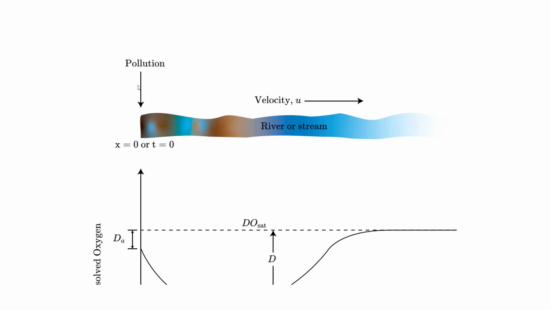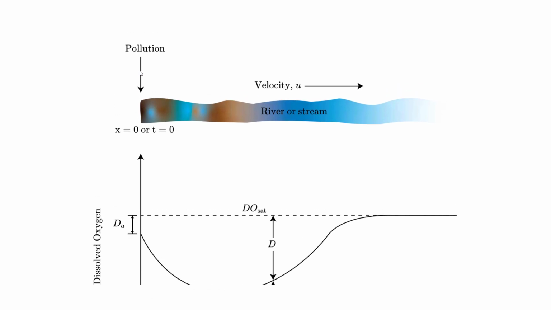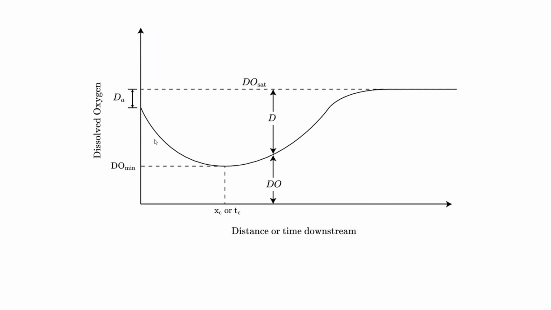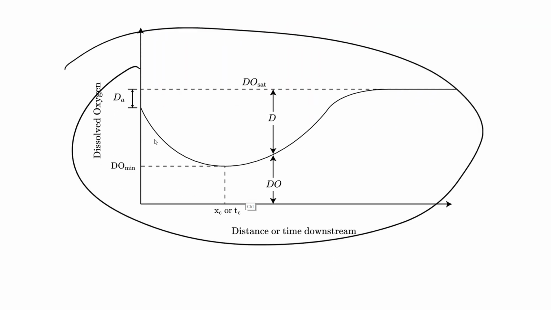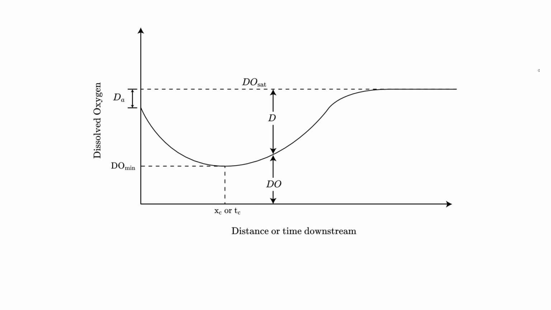The waste. And we introduce it at some x distance, which is the starting distance, right? In the river, x equals 0. We start at 0, and that corresponds to a time t equals 0. So that's where we introduce the pollution. And this is also related to this graph, right? We know that we start at 0 here for the distance or time.